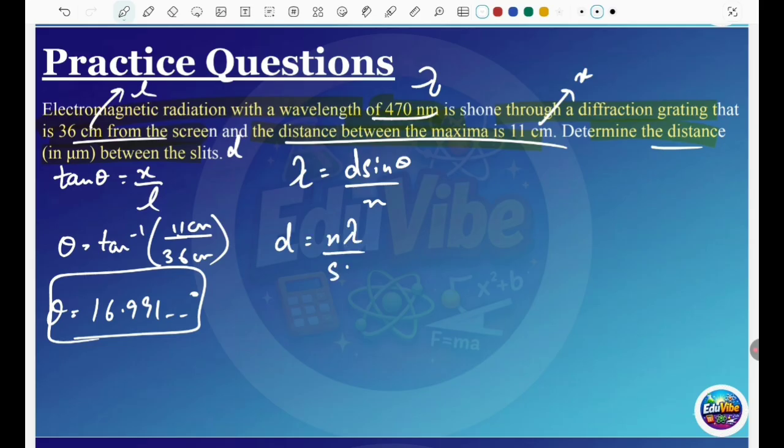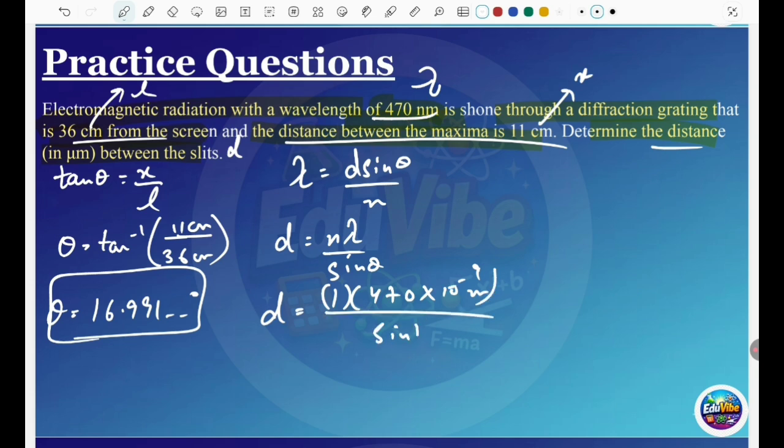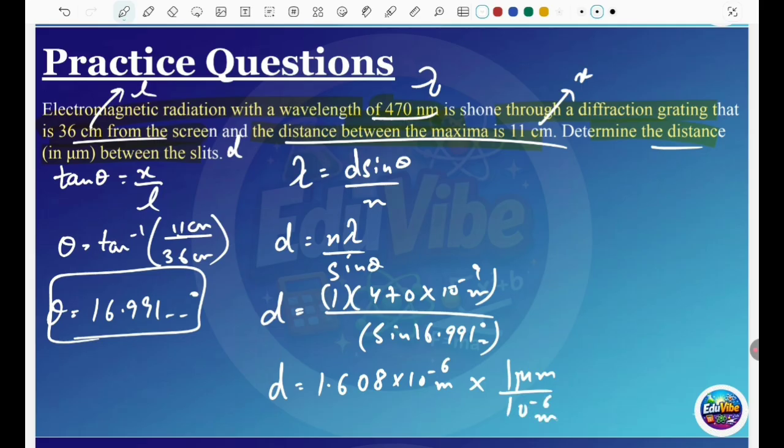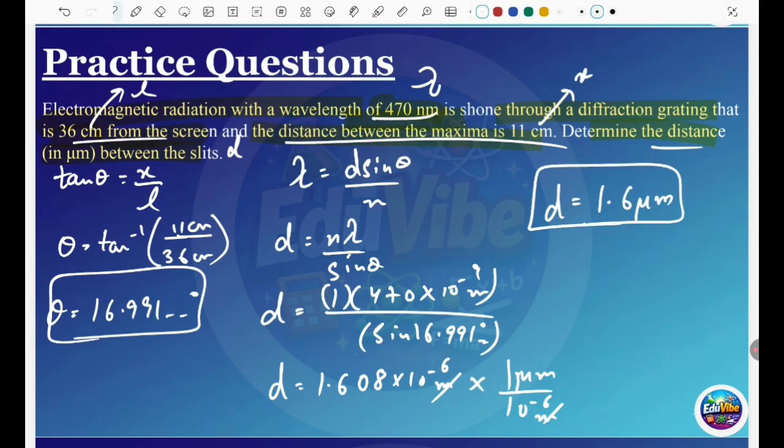So d is equal to n times wavelength upon sine theta. N is not given, so we take it as 1. Wavelength is 470 times 10 raised to minus 9 meters, divided by the sine of 16.991 degrees. Make sure you use the non-rounded value. When you calculate this, you get about 1.608 times 10 raised to power minus 6 meters. You have to convert to micrometers. So 1 micrometer is 10 raised to power minus 6 meters. You get your D of about 1.6 micrometers.